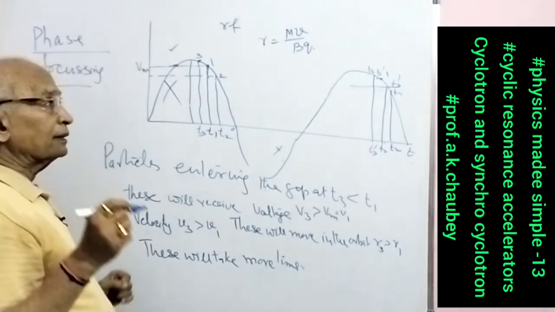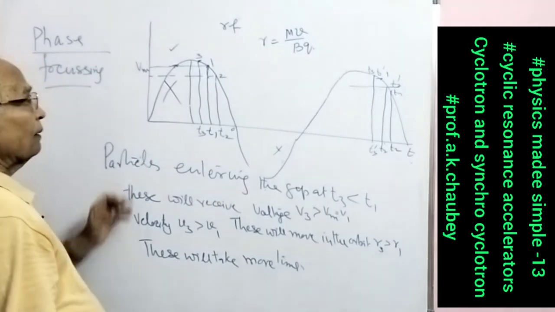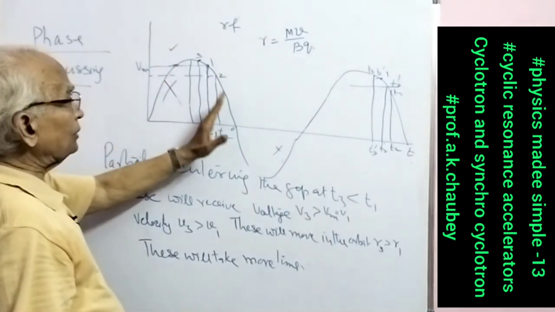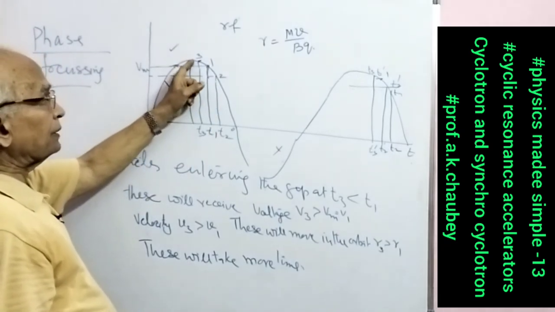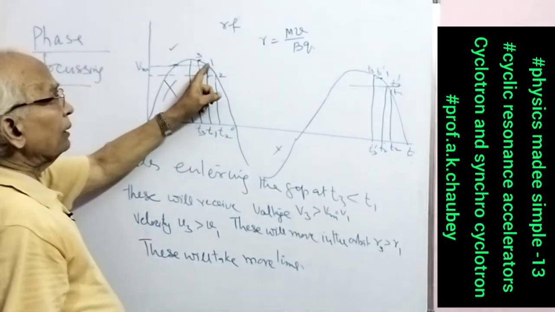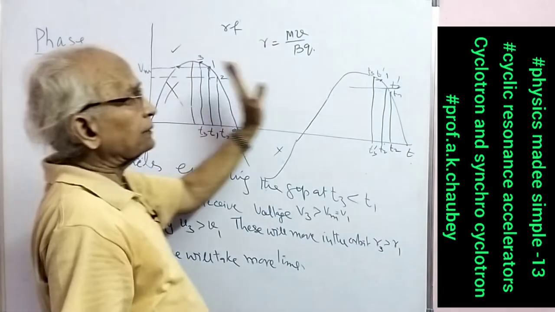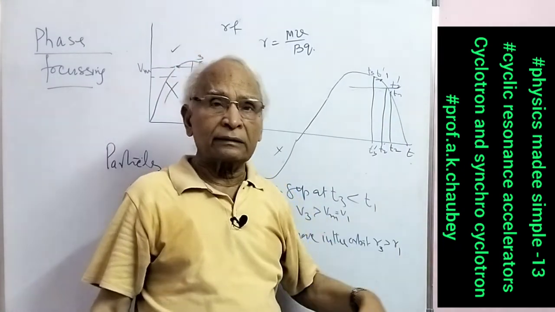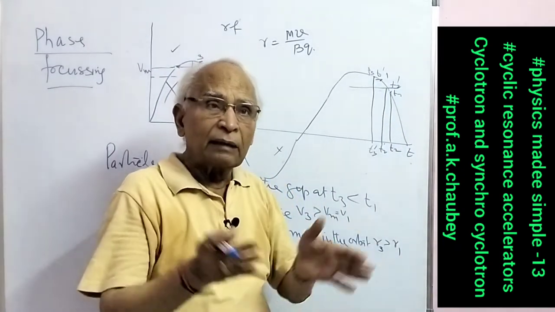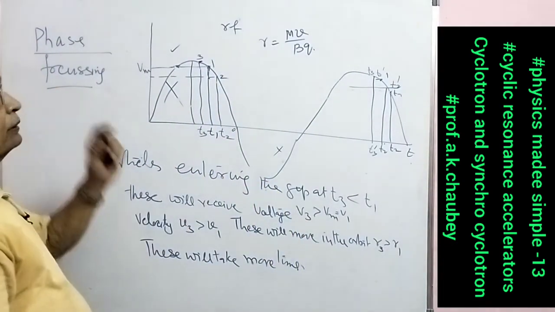Just like in the linear accelerator, we were using this quadrant. Here in the RF oscillator, we use the second quadrant of the RF oscillator. When the field is maximum and decreasing towards zero, all the particles which are away come together in successive entering of the acceleration gap, and they come closer. So this means phase focusing.